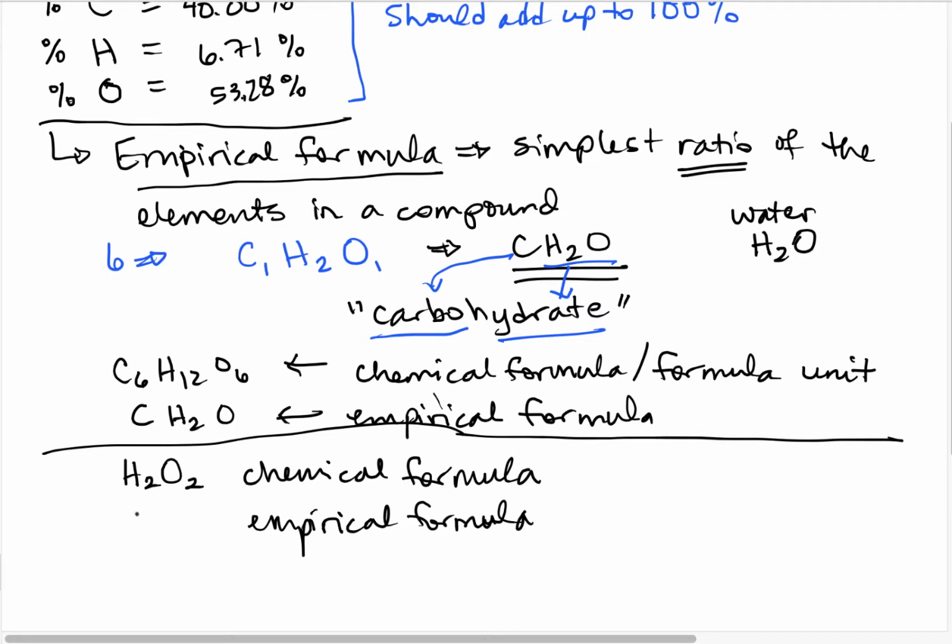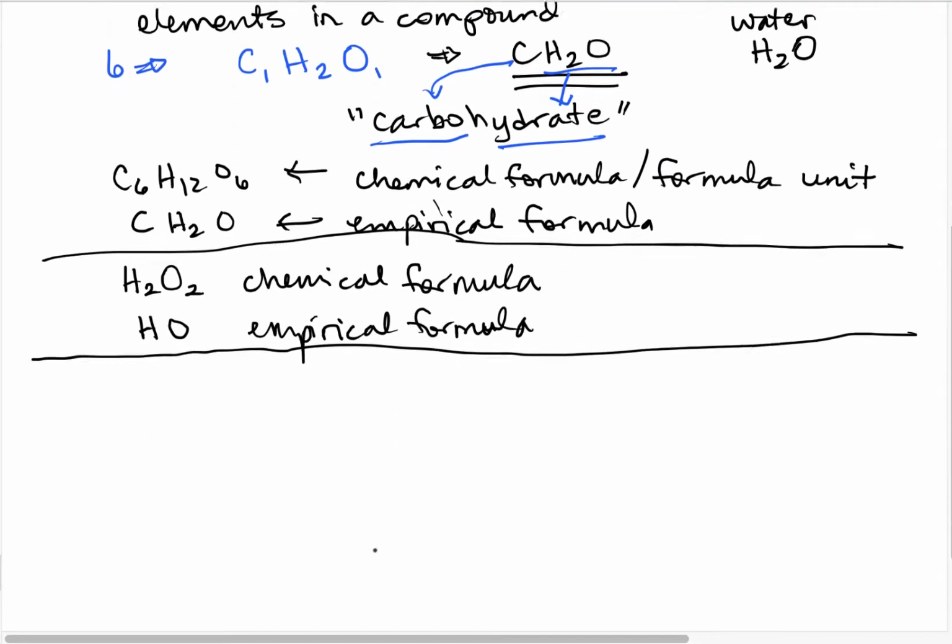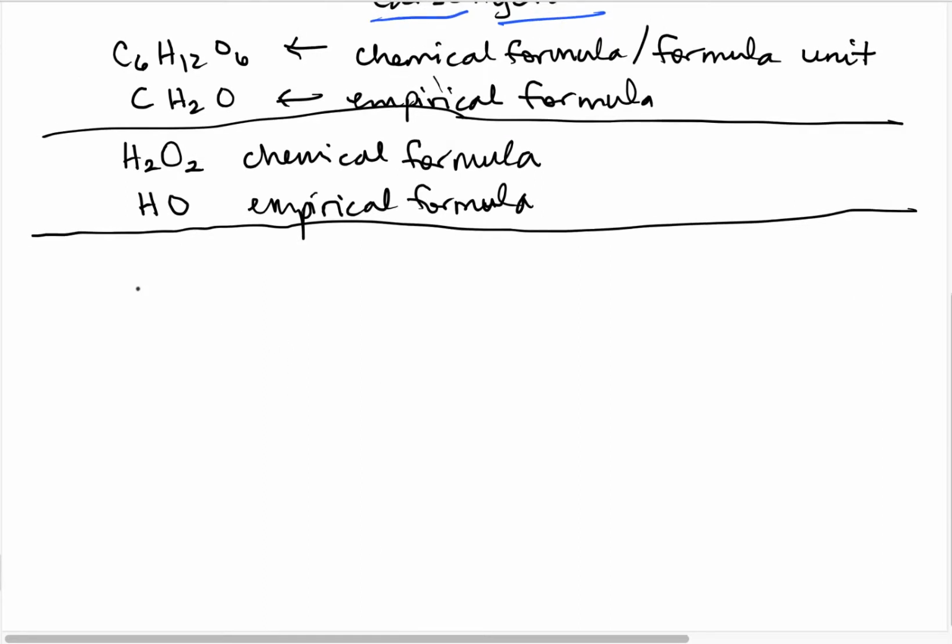Yeah, you can divide a 2 into both of these. So it would be just H1O1, and of course we don't usually write the 1 for these ones. Okay, so I think you probably have a pretty good sense for what the chemical formula is and what the empirical formula is. And sometimes you will end up with compounds where the chemical formula and the empirical formula, if you work them out, are the same.